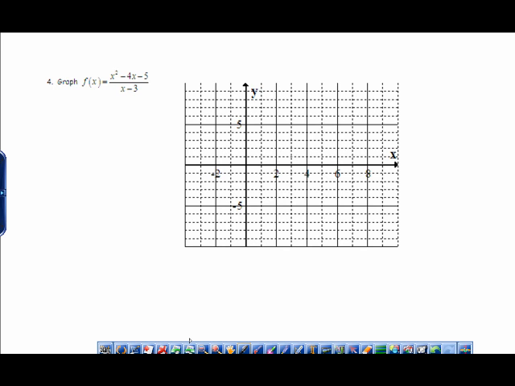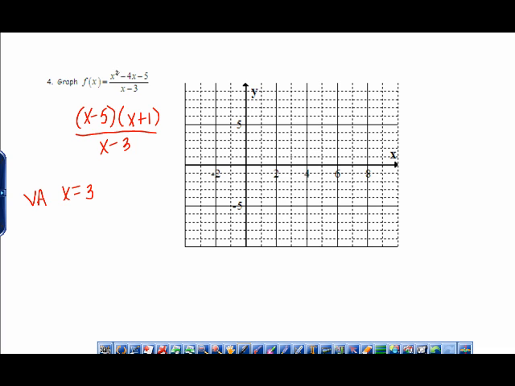Okay, let's look at number 4. First thing, factor. This factors into x minus 5 and x plus 1, all over x minus 3. Nothing cancels, so there are no holes. Let's go ahead and write our asymptotes. Remember, vertical asymptotes are where the graph is undefined, so that would be at x equals 3. That's the only one in this case.